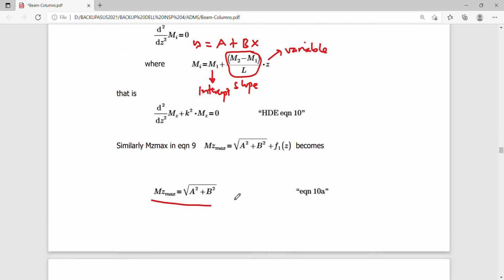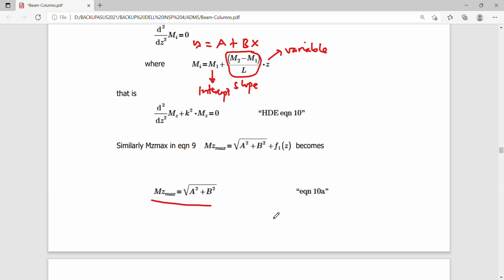And similarly, your M maximum in equation 9, which is this one, becomes a simple equation, which is this one. Taking note that f1 of z does not exist in this case, since there is no transverse load coming from externally applied to the beam column.